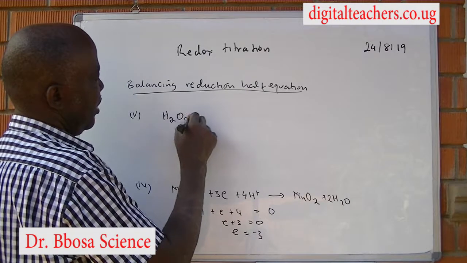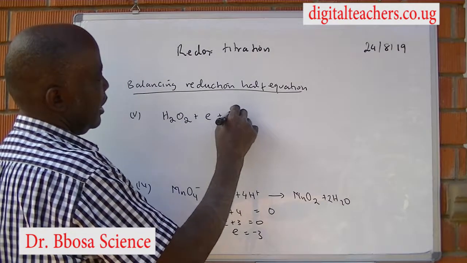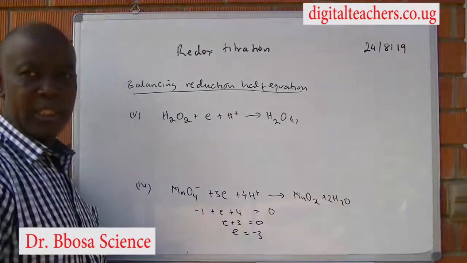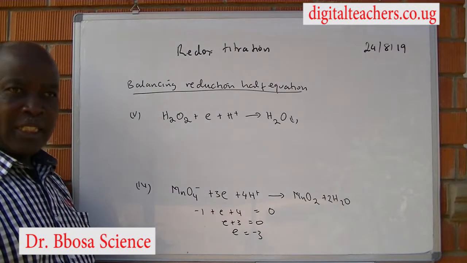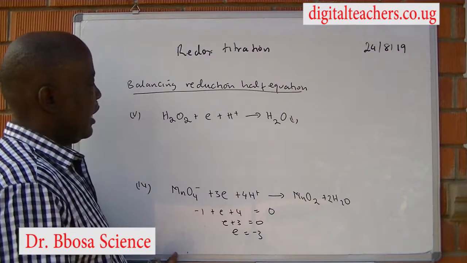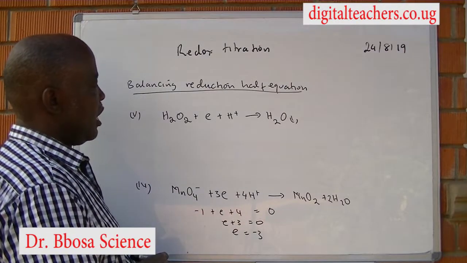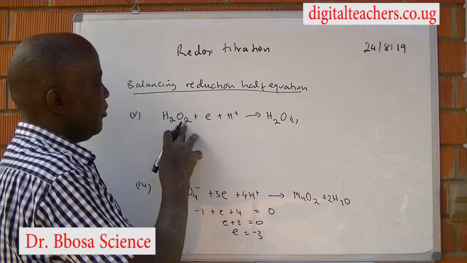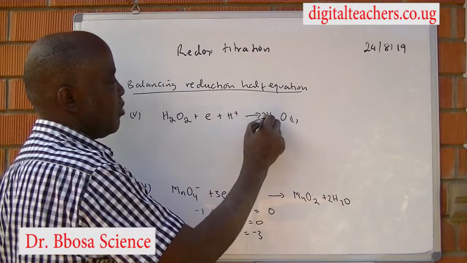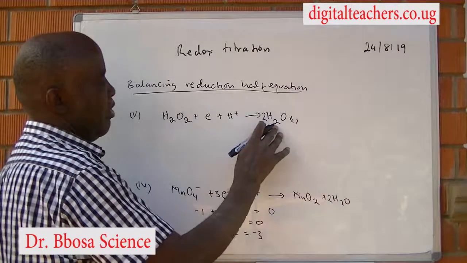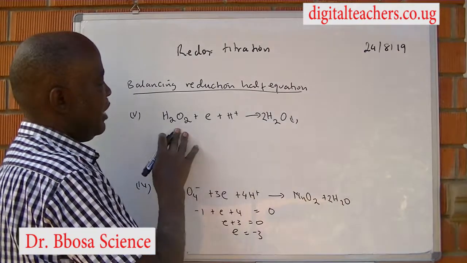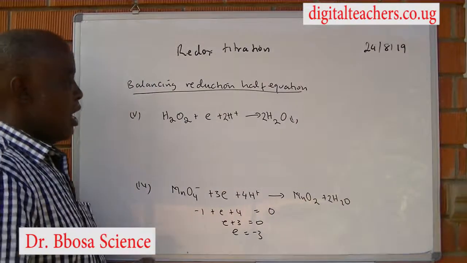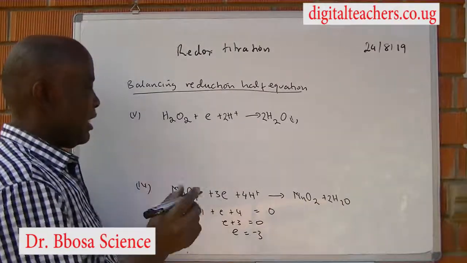Hydrogen peroxide plus electron plus hydrogen will give you water. So you can pause, balance the equation, then you compare your answer with mine. Again, we balance the number of atoms. Here we have 2, here we have 2. Oxygen we have 2, here we have 1, so we put a 2 to make them 4. Here we have 4 hydrogen, here we have 2 plus 1, 3, so we put a 2 here to make them 4.